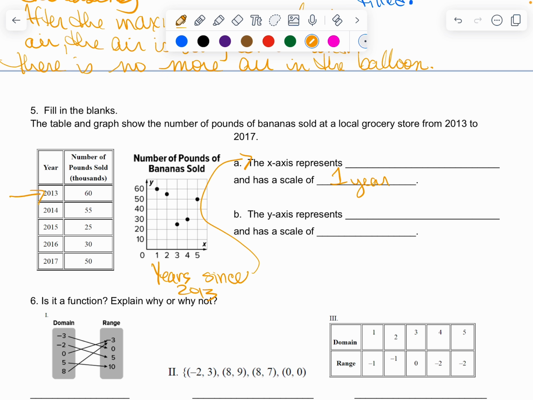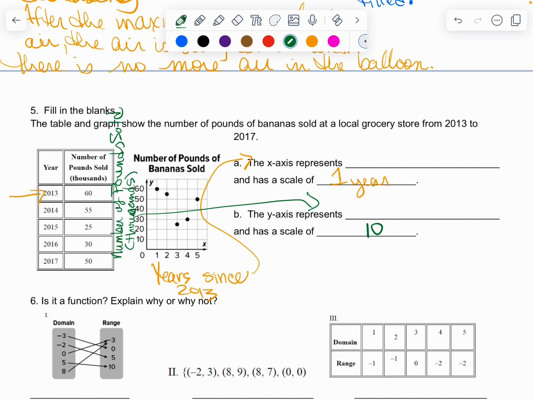Then, what does the y-axis represent? Okay, so this over here is going to represent the number of pounds sold. And that's in the thousands. And it has a scale of 10.